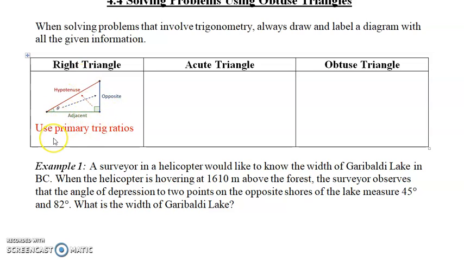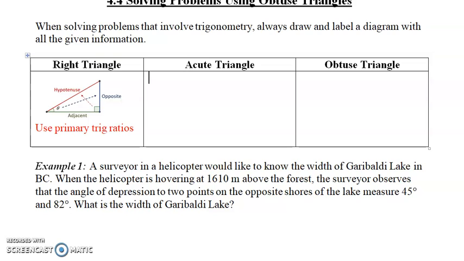This is where you're using sine, cos, and tan. Sine is opposite over hypotenuse, cos is adjacent over hypotenuse, and tangent is opposite over adjacent. So if you have a right triangle, you're using these three primary trig ratios. That's the easiest method to solving that.